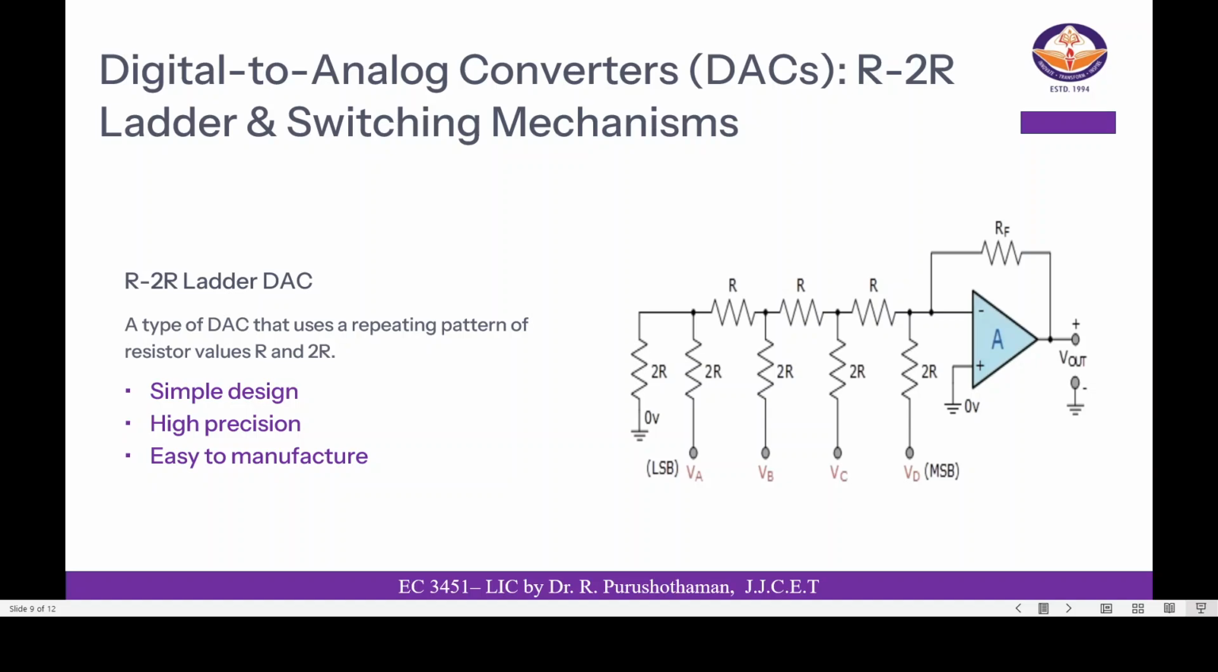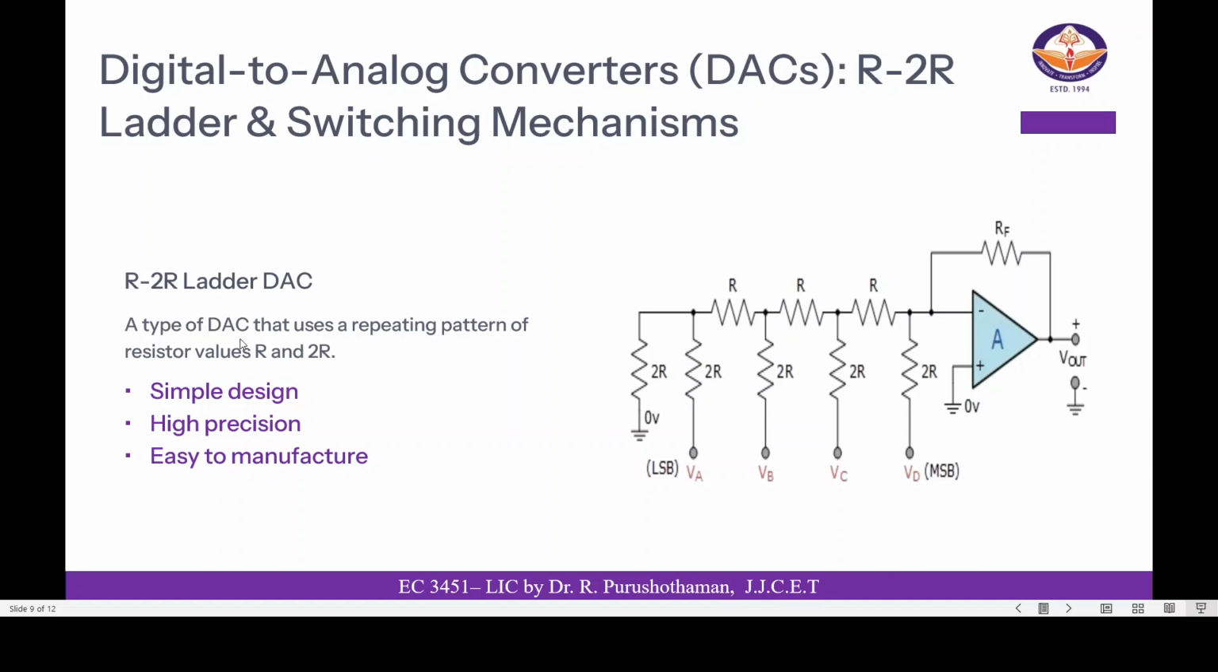Next we have the digital to analog converter. This is one of the types of digital to analog converters. The DAC is nothing but a digital to analog converter. R2R ladder type and switching mechanism. This is the R2R type, and this is the schematic diagram of the R2R type. The block consists of R resistors and 2R. The representation looks like a ladder. That is why it is called the R2R ladder type.